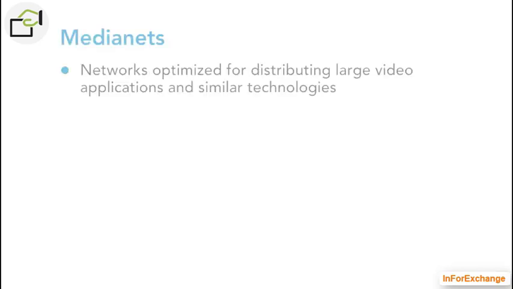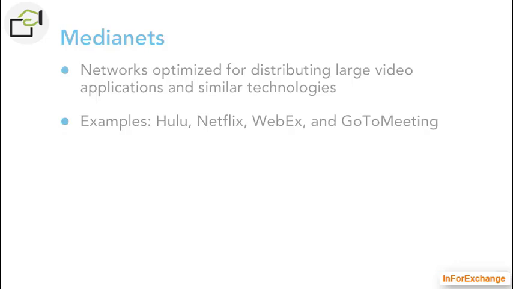Another type of specialized network technology are MediaNets. MediaNets refers to networking technology that's been optimized for distributing large video applications and similar technologies. Some MediaNets you may have heard of are things like Hulu, Netflix, WebEx, and GoToMeeting, among others.